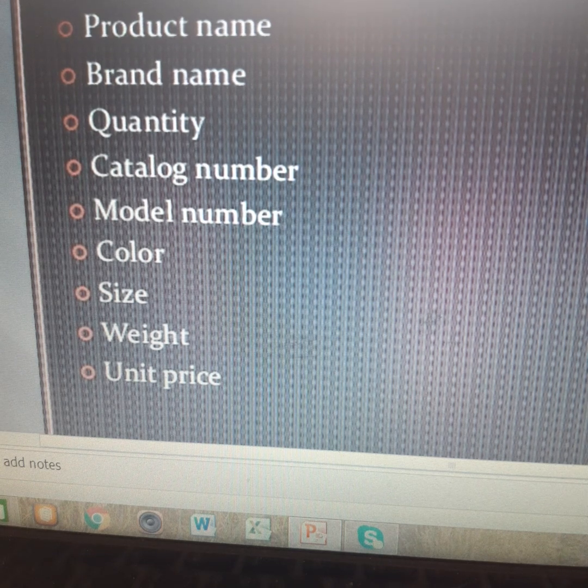Now, the rest of the pointers, children, are not very required while drafting a letter placing order at the school level. Okay, so for official purposes, yes, you can use those points. Moving on to the next slide, children.